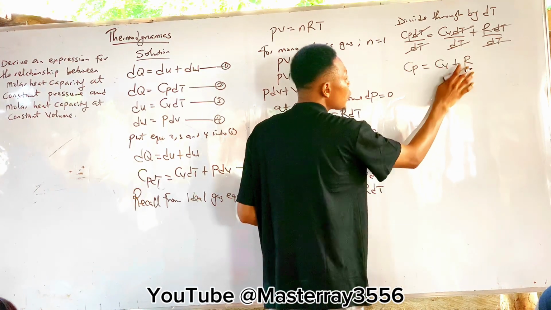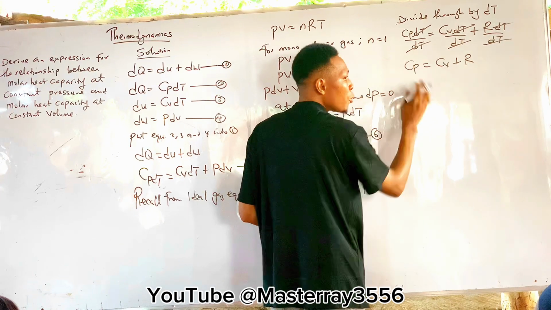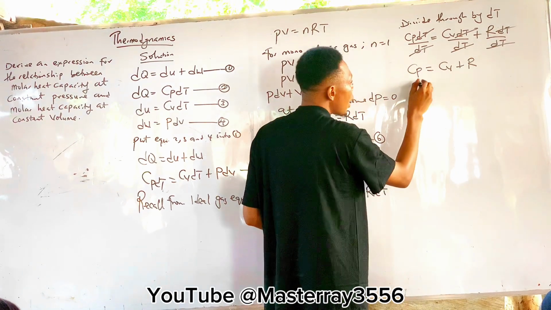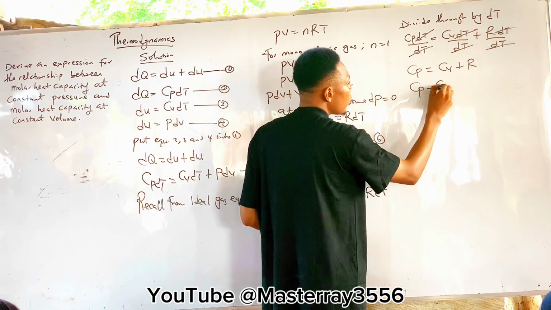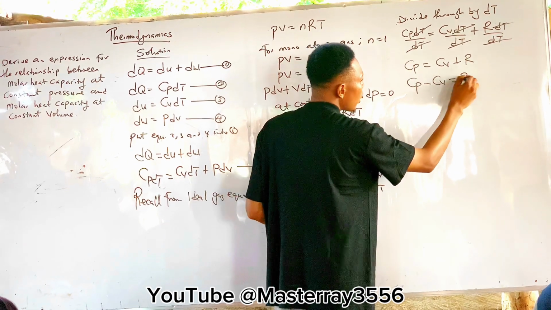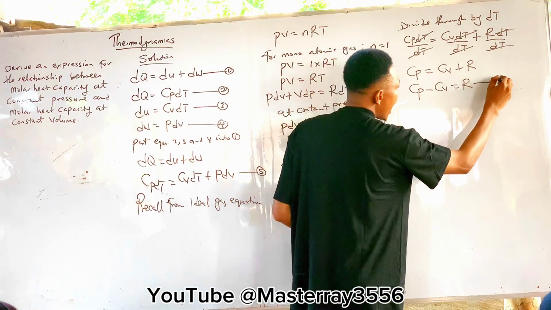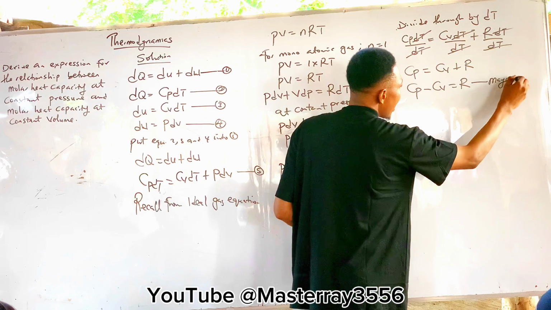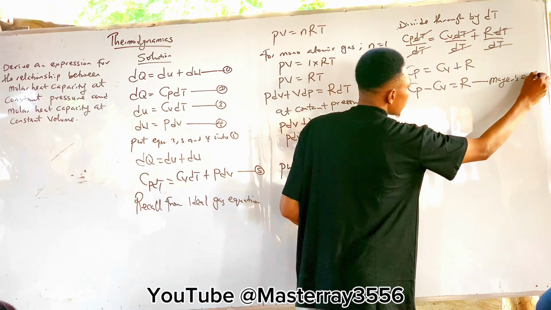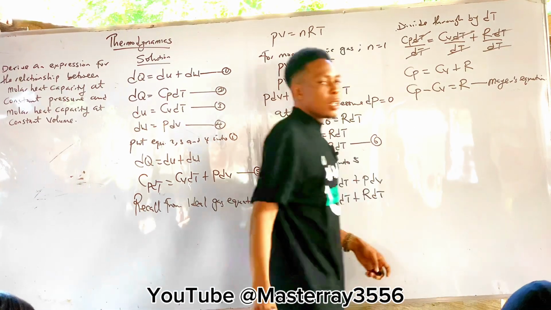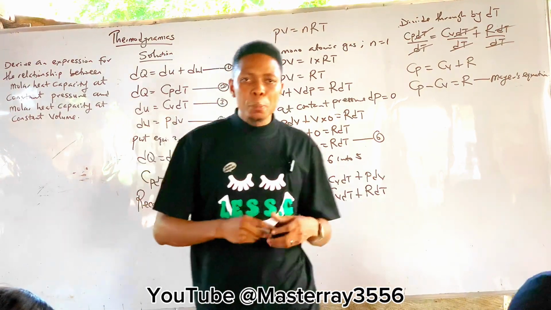Now to make Cp stand alone, this one will move over to the other side, right? So you have Cp minus Cv equals R. So this is your Meyer's equation. All right, you can copy that.